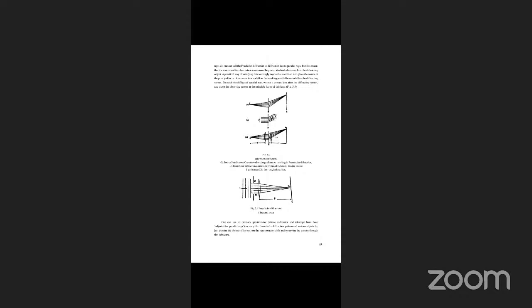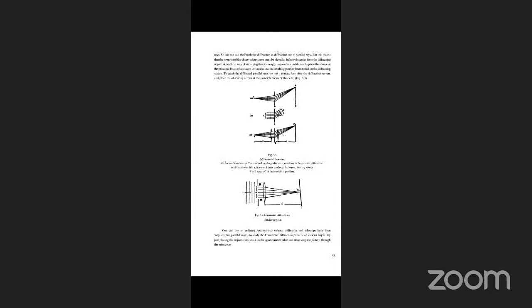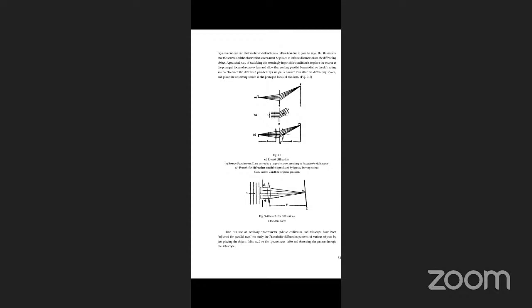One can use an ordinary spectrometer, whose collimator and telescope have been adjusted for parallel beams, to study the Fraunhofer diffraction patterns of various objects, by placing the objects, slits, etc., on the spectrometer table and observing the pattern through the telescope. Now the last figure shows the lens L forming the image of a point source located at infinity on the screen.